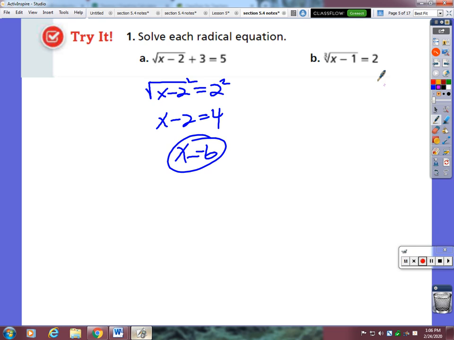Yeah, good. Right off the bat here we can cube both sides, because there's nothing on the left that is interfering with that. So the cube and the cube root cancel, and you get x minus 1 equals 8. So x equals 9, right?